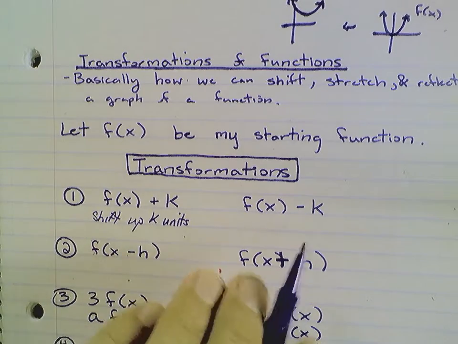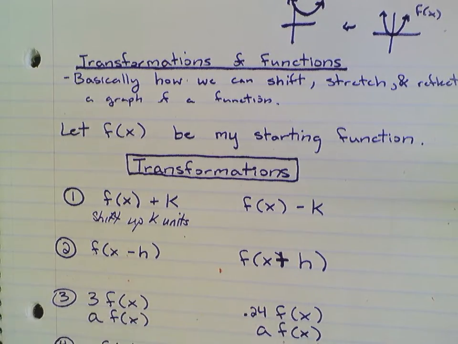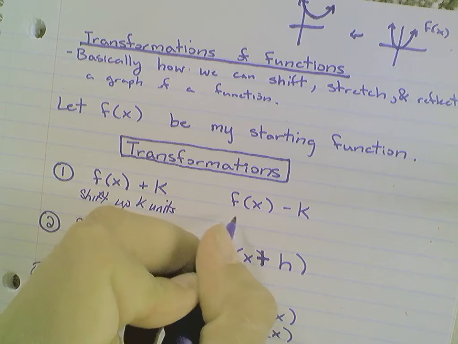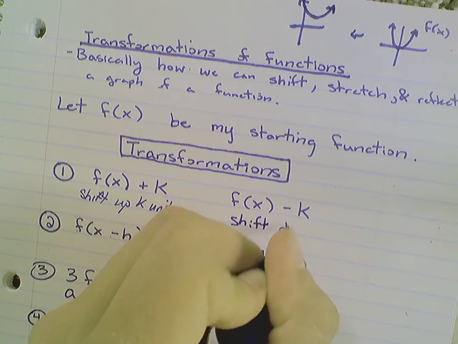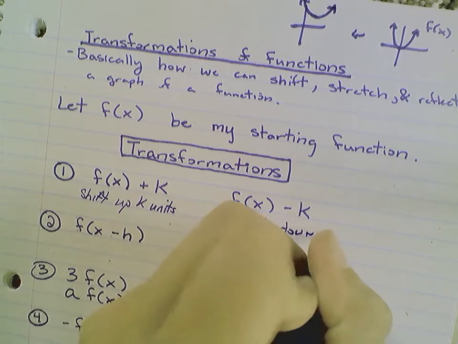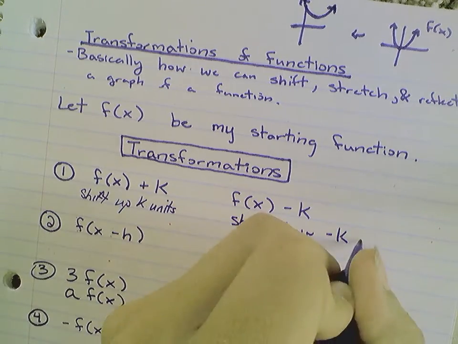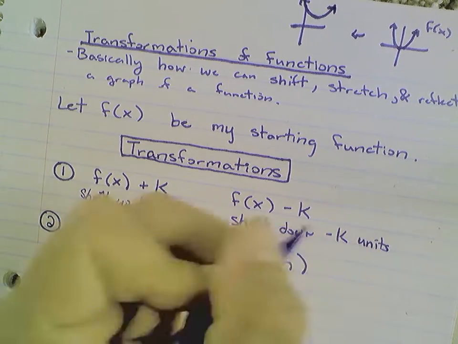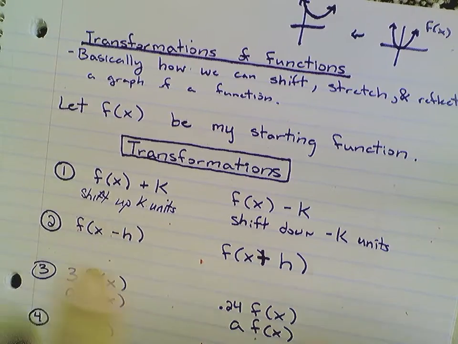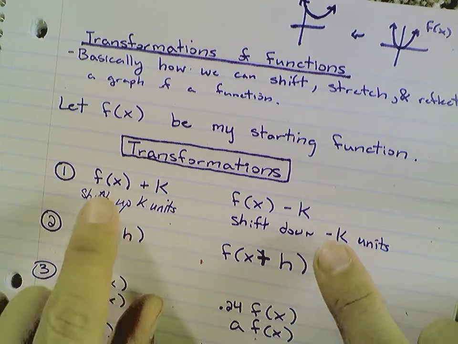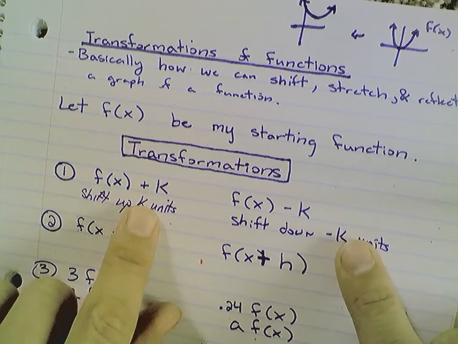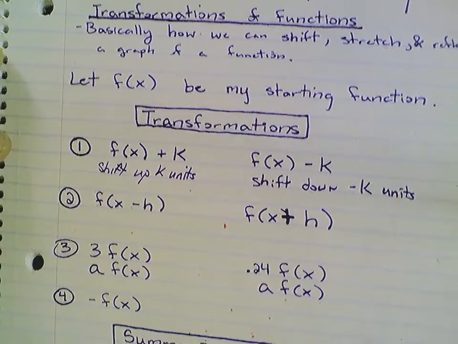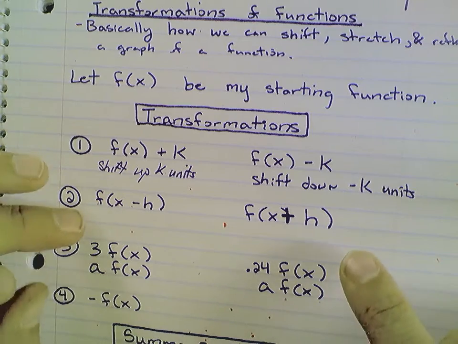Similarly, if I subtract k units instead, that's going to tell me how many units the function will shift down. So it'll shift down some amount of k units. Okay? So k, anything on the outside, is either going to move me up or move me down. We usually call these vertical shifts. Along with vertical shifts, we can actually have horizontal shifts.